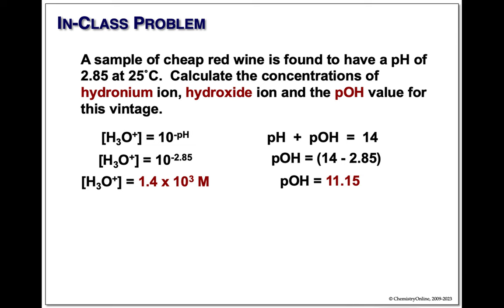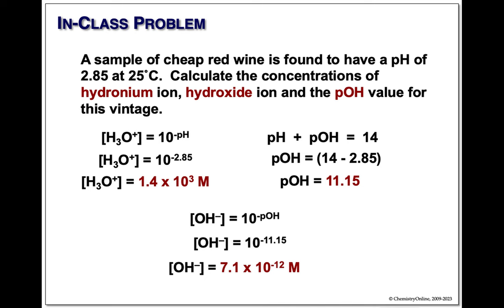Finally, for hydroxide, we could take the pOH value, simply plug it in here, so I substitute. We type in minus 11.15, hit 10 to the X, and that's our hydroxide. This, again, is a standard exam question. Exam 2. Are there any questions? Except maybe, what the heck is a log?